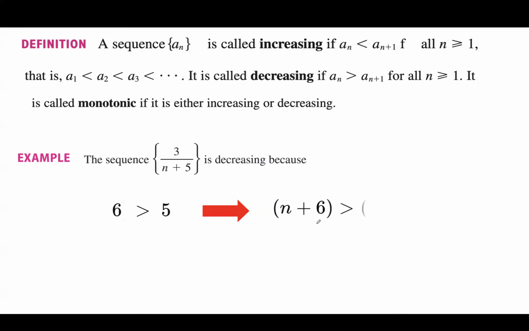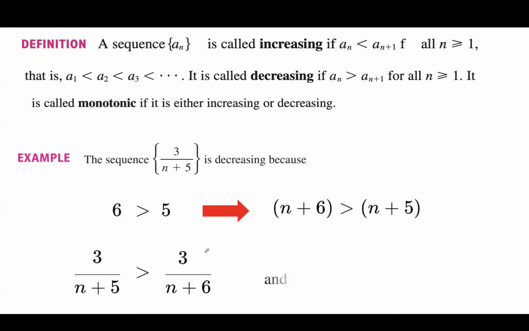So if I flip this, I get the following fraction and inequality. 1 divided by n plus 5 is going to be more than 1 divided by n plus 6. And if I multiply both sides by a positive number like 3, the inequality stays the same. So here 3 divided by n plus 5 is going to be more than 3 divided by n plus 6.